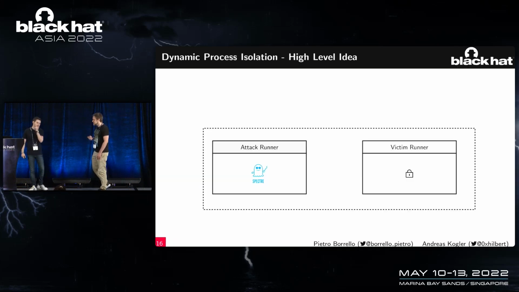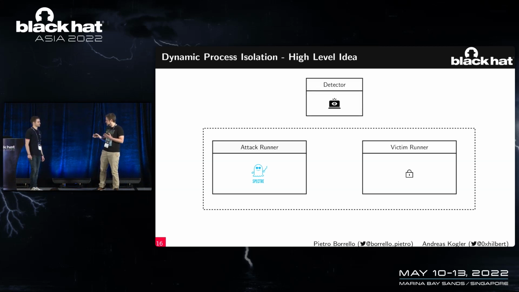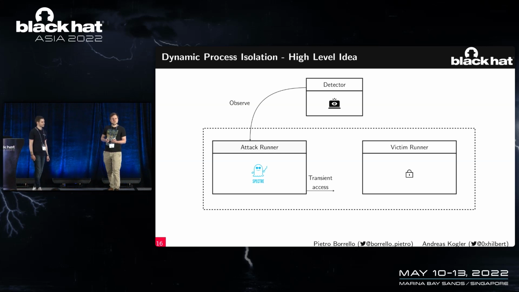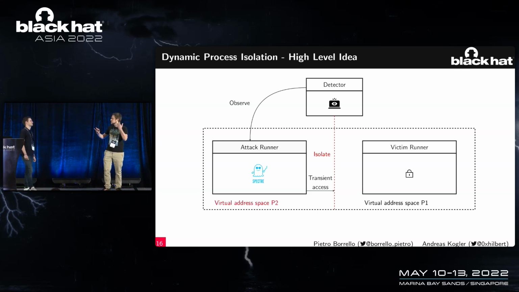Maybe stick with me. You told me in the beginning that you have this attacker worker and this victim process. What if I place some sort of detector in here that observes each worker of the system? And if somebody like you tries to make a transient access to a victim process, I simply detect it and then isolate the attacker into its own process, basically its own virtual address space, and then I can use the Spectre mitigations from the beginning. Okay, that seems cool, and if you say it like that, it should work, but I have so many questions in my mind. This is super complex.